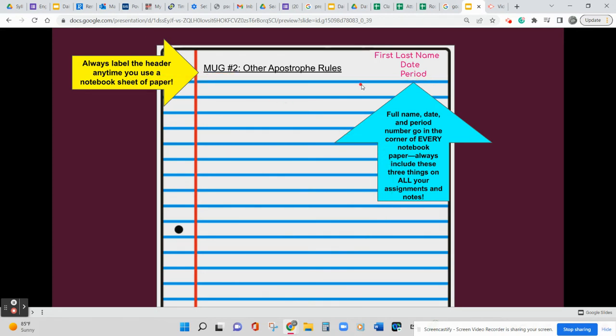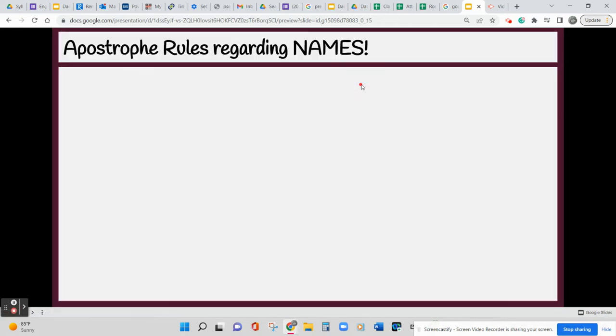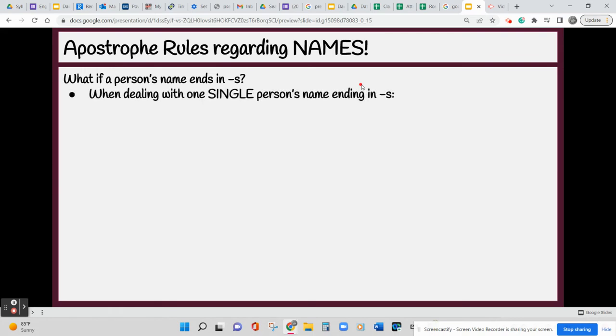And without further ado, let's talk about other apostrophe rules. So, apostrophe rules regarding names. I know it seems pretty straightforward to simply add on the apostrophe S, but what do you do when a person's name ends in S? Well, when we're dealing with one single person's name ending in S, we would just add on the apostrophe S. I know it looks really, really gross, but it works.